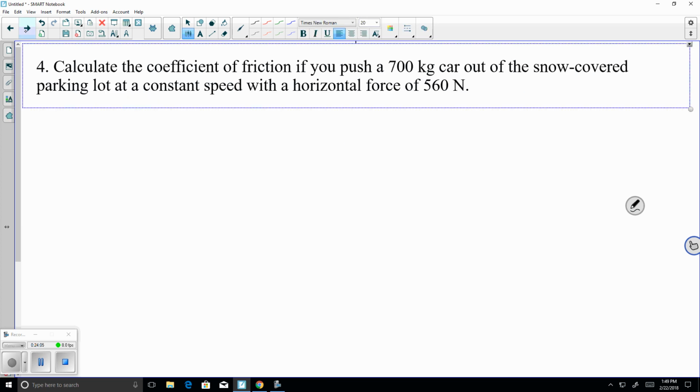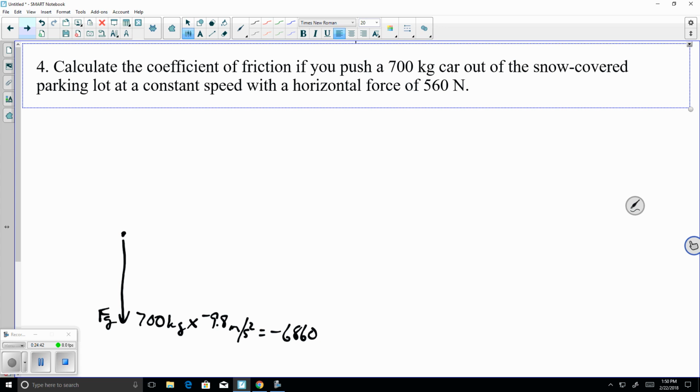In number 4, we're on the back. It says calculate the coefficient of friction if you push a 700 kilogram car out of a snow-covered parking lot at a constant speed with a horizontal force of 560 newtons. So we start out with a force diagram. We've got the car, 700 kilograms. That's Fg. 700 kilograms times 9.8 meters per second squared is going to give me a total weight of the car, minus 6860.